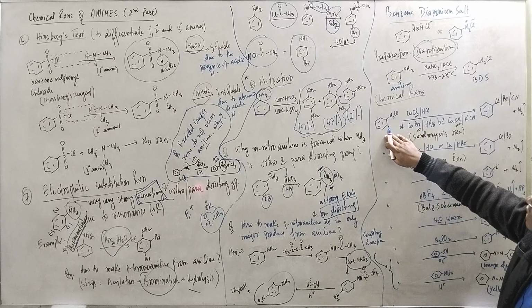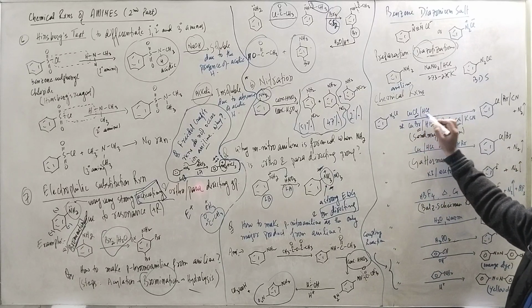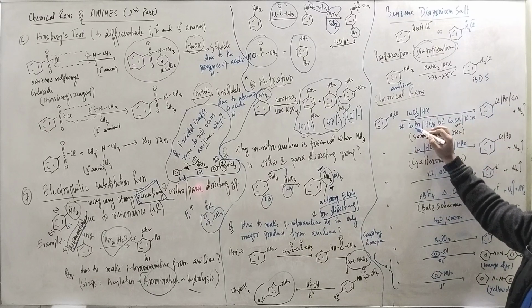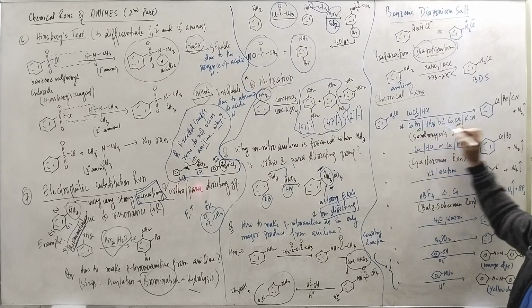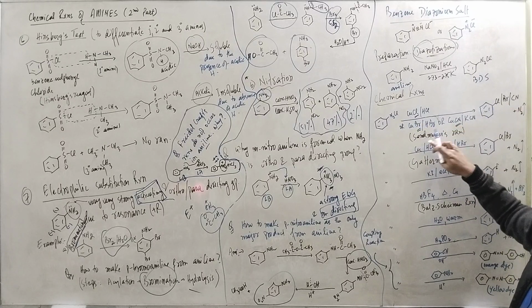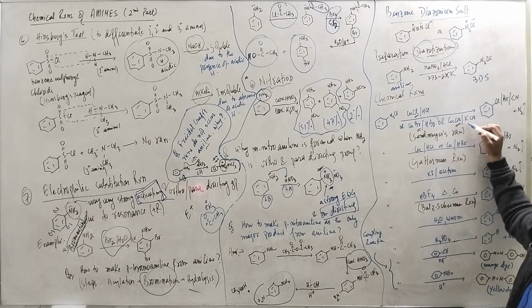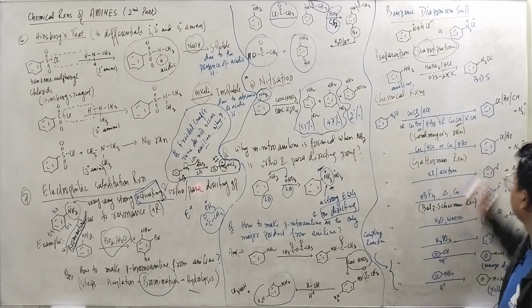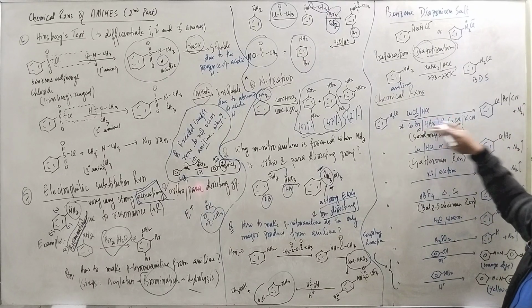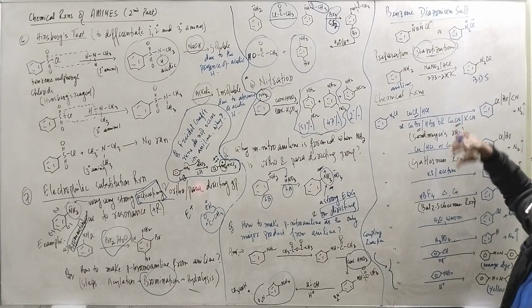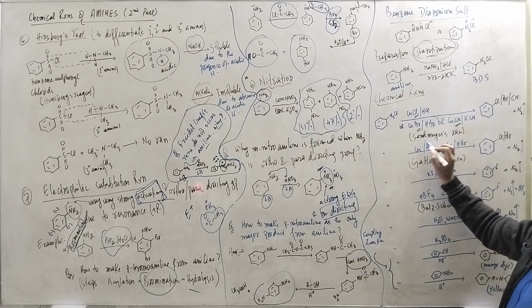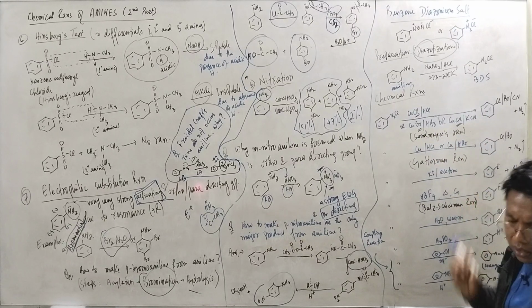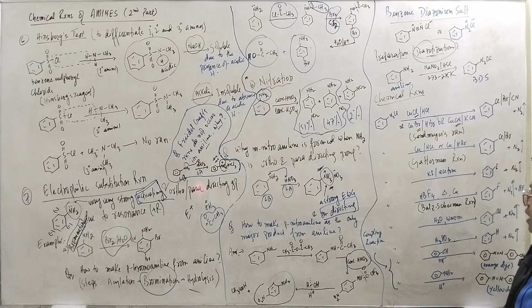Now the chemical reactions. First, benzene diazonium salt is reacted with CuCl in presence of HCl, and chlorobenzene is formed. If it is reacted with CuBr in presence of HBr, bromobenzene will be formed. And if it is reacted with CuCN in presence of KCN, cyanobenzene or benzonitrile will be formed. These three reactions are written together, and this is called Sandmeyer's reaction, which is very important for council as well as CBSE board exam.